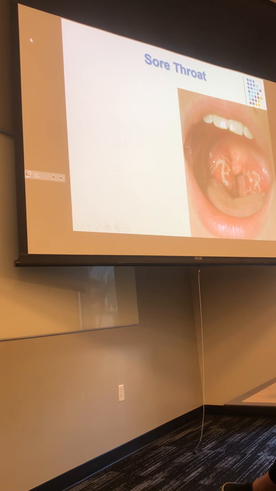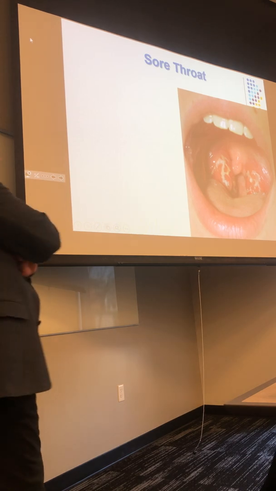What are we looking at? Swollen tonsils. Tonsillitis is swollen tonsils, yes? Why does this person have tonsillitis? Can you tell by looking at this? Why strep?